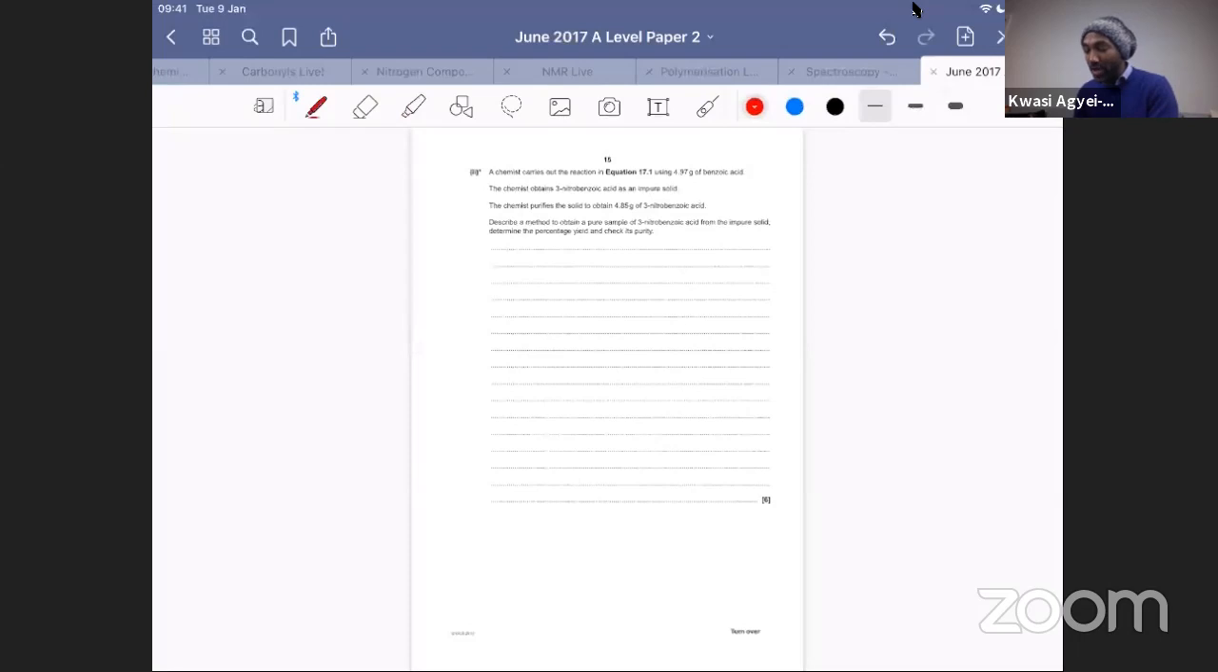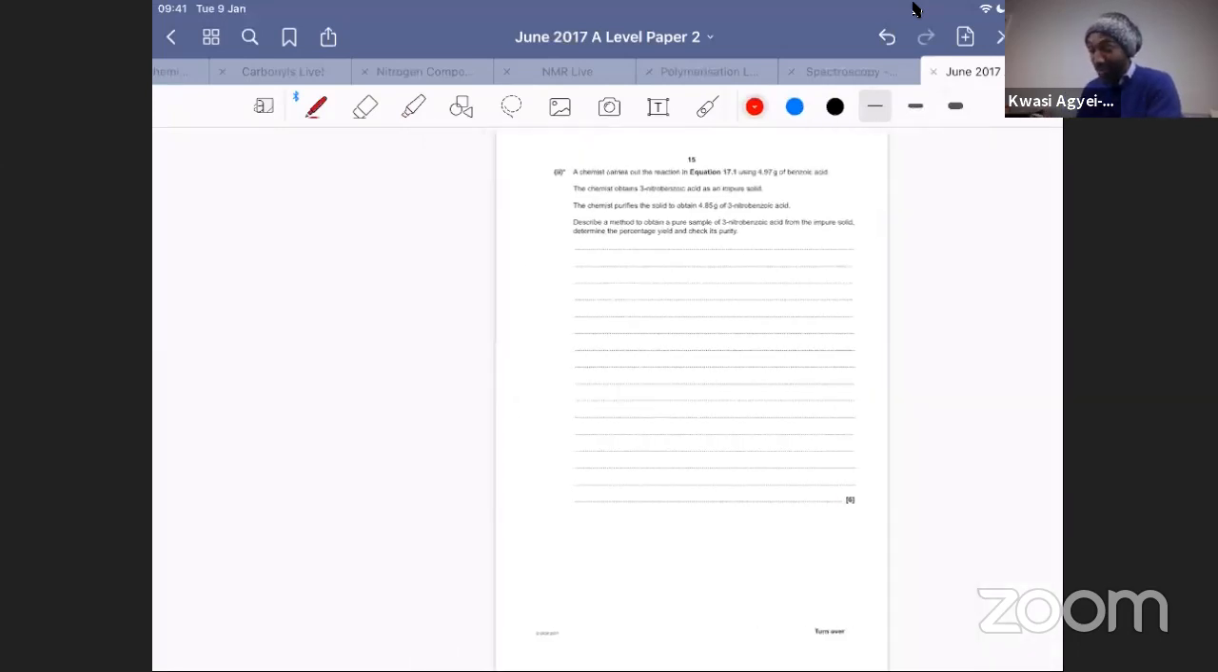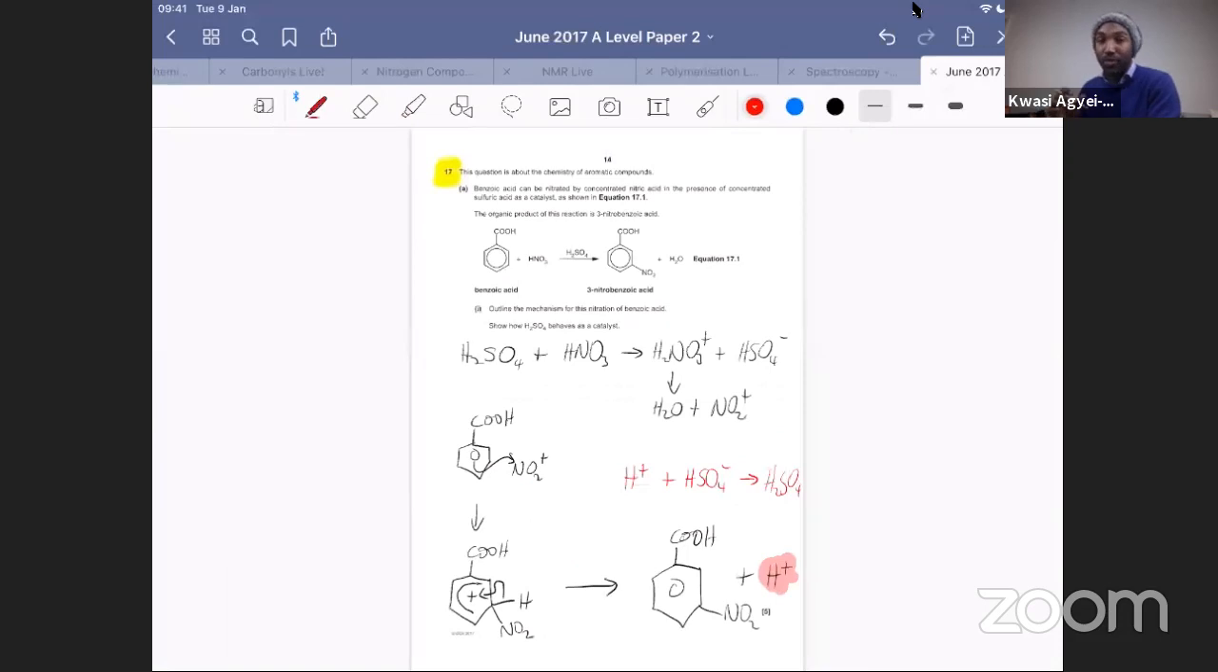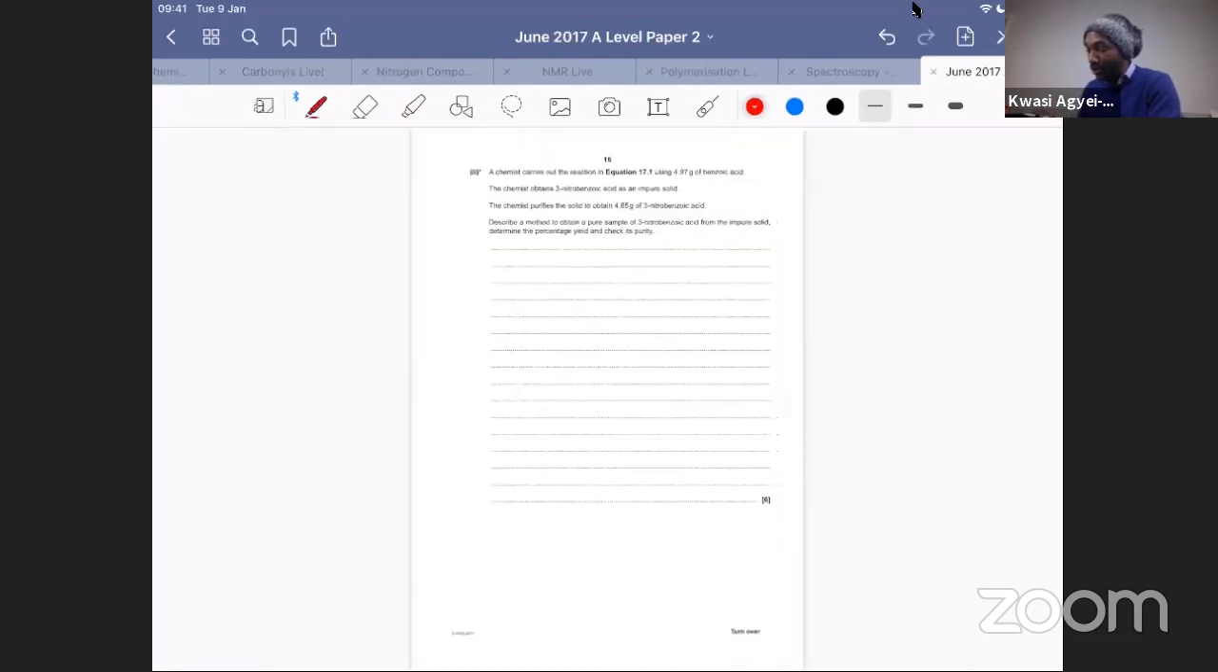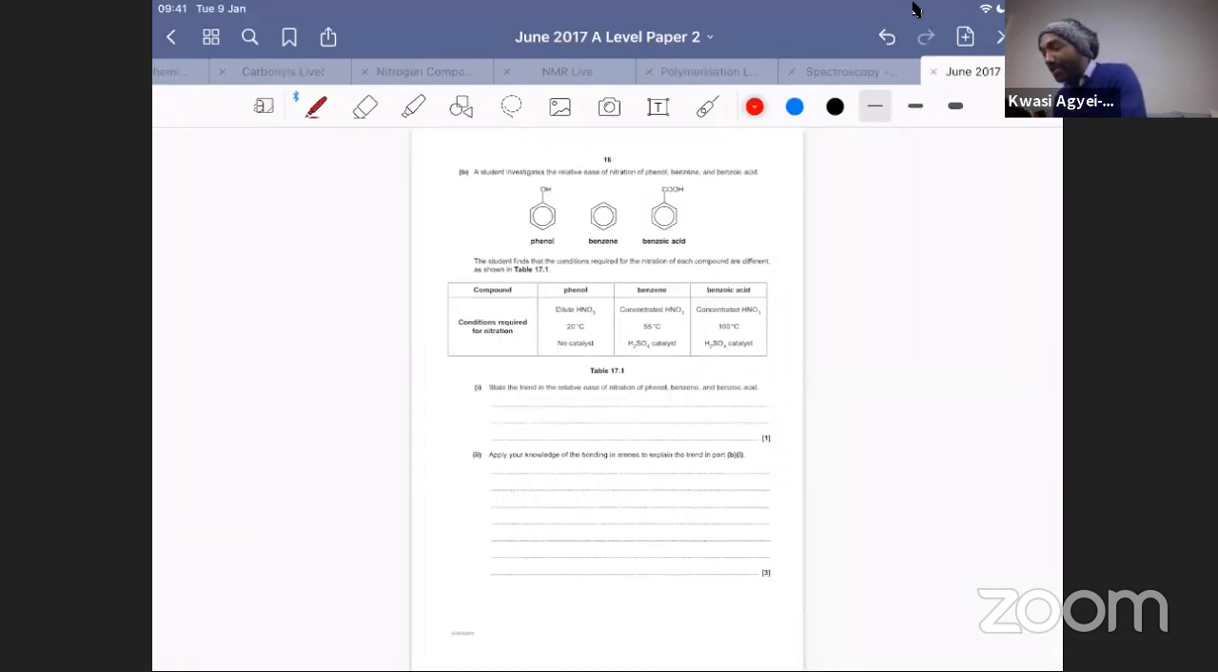Okay, so in part 2, it says a chemist carries out the reaction in equation 17.1. This is a calculation, so I'm going to skip it, not because it isn't important, but we're focusing on the organic reactions and mechanisms shown.